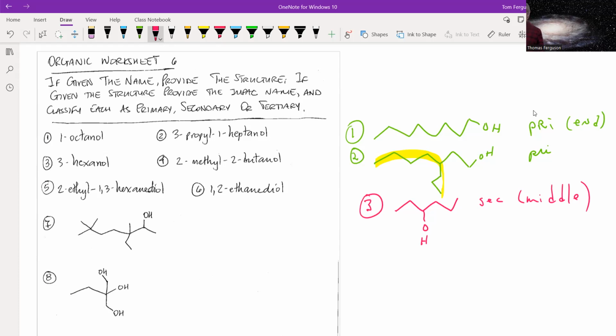Now, it's important to be able to recognize whether these are primary or secondary, because that'll determine whether they can be oxidized or not. Primary can be oxidized twice, so it goes alcohol, aldehyde, acid. The secondary alcohol can only be oxidized once because there's one hydrogen there. Here, there are 2 hydrogens. So it goes from secondary alcohol to a ketone.